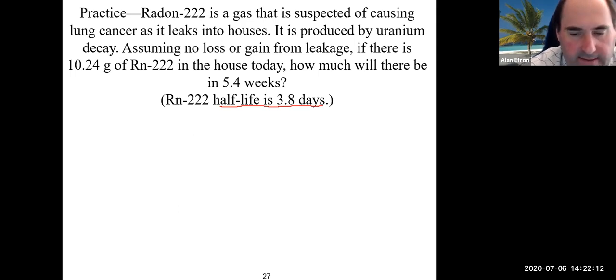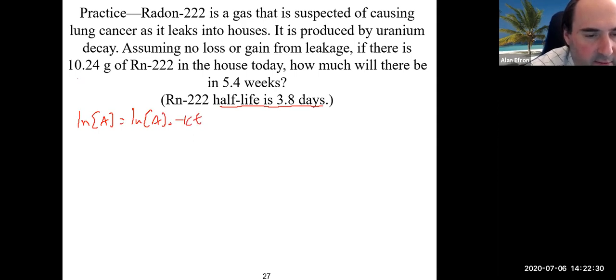Okay, so let us take a look at this one here. Same idea. Anytime you're interested in time and concentrations, we're going to use our first order equation, which is natural log of A equals natural log A naught minus kt, with our half-life to help us out if we need. We're looking for our final, which is A. We do have our initial, which is the 10.24. We're going at 5.4 weeks.